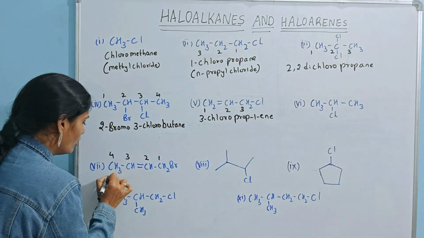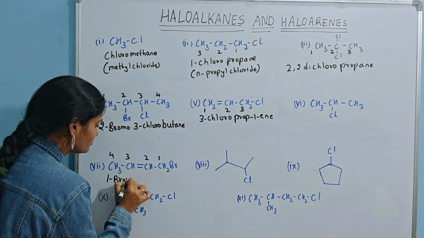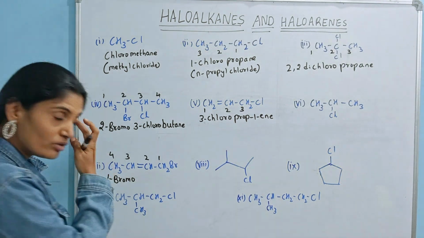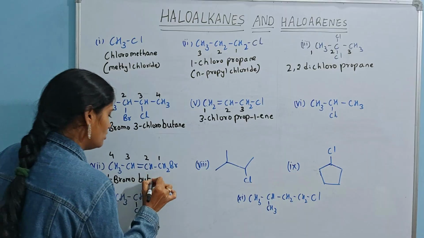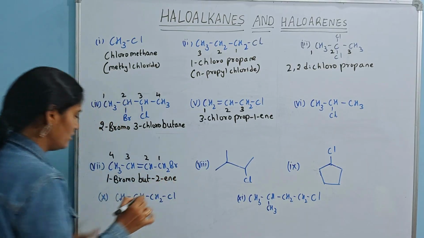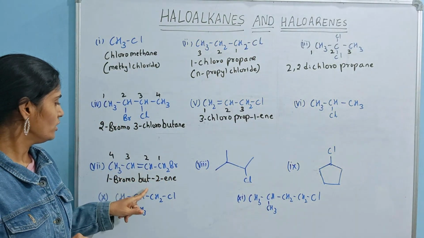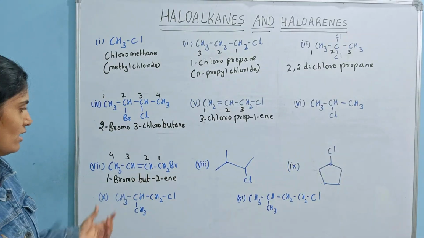Now how will I do this? 1 bromo. The word root is what here? 4 carbons, but 2 ene. 1 bromo, but 2 ene. Like this I will name it.